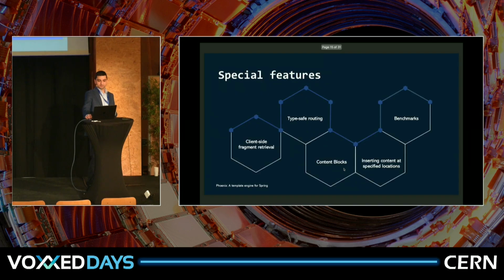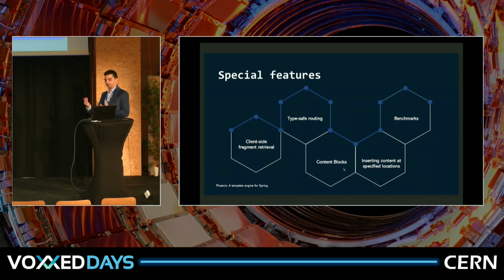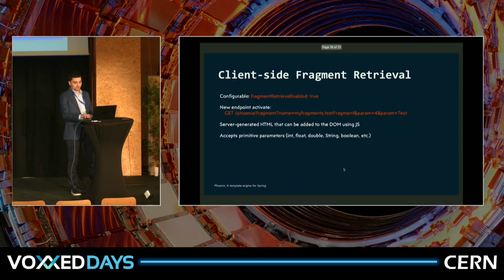And with this, I'd like to go into the parts that are unique or not available on other template engines except Phoenix. So I mentioned client-side fragment retrieval. What is this? By default, it is off. However, once enabled via configuration, a new endpoint gets activated in your Spring application. And using this endpoint, you can call a fragment, pass the needed parameters. At the moment, only primitives are supported, like int, string, double, and so on.